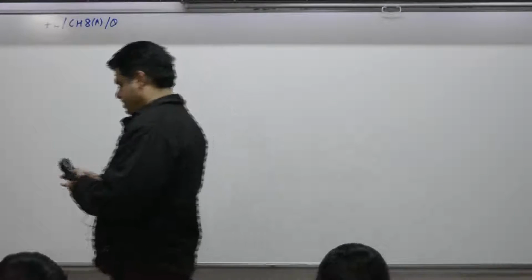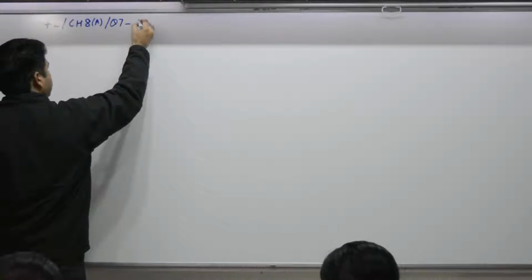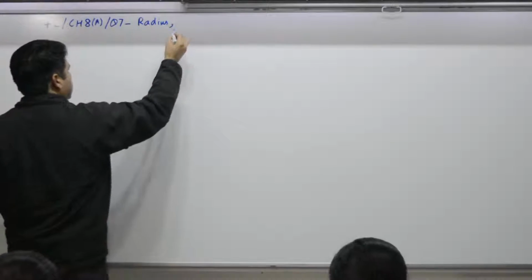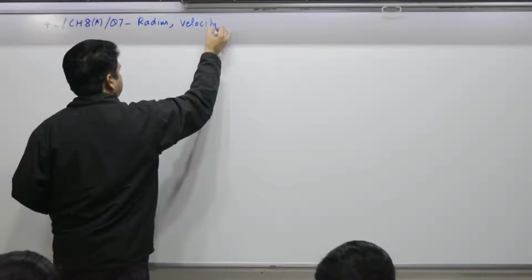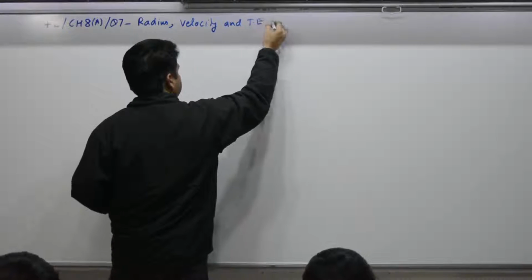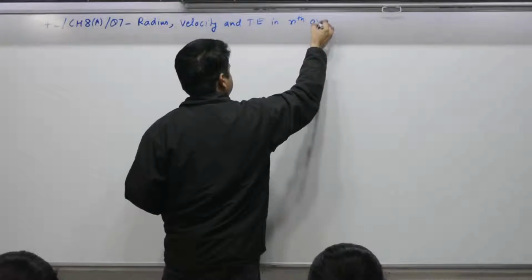Refer to question number 7. Radius, velocity, that is speed, and total energy in nth orbit.